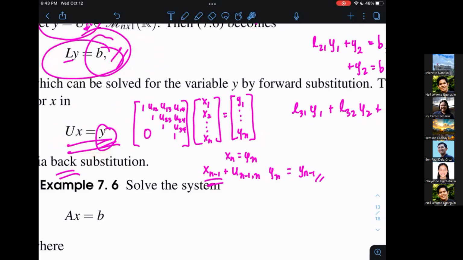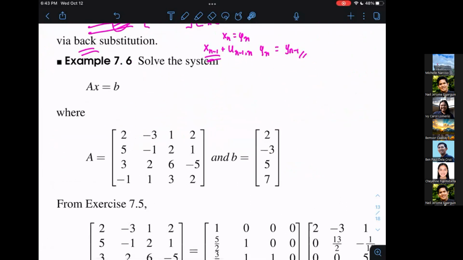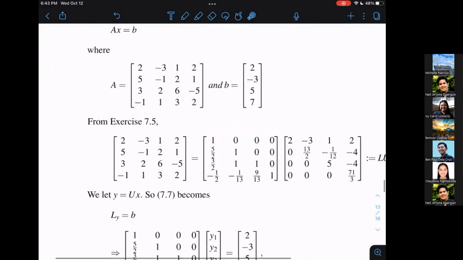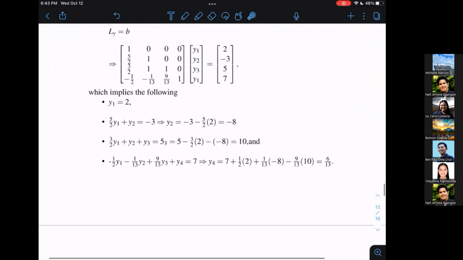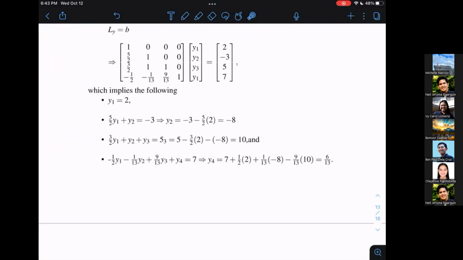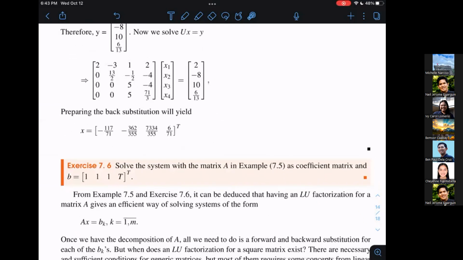Pero ang maganda sa kanila, hindi ka na mag-Gaussian elimination kasi nagawa na natin yung Gaussian elimination dun sa mismong factorization process. Okay? Now, I trust that you can read through example 7.6. Para dun sa LU factorization. Tapos may example din dyan ng back substitution, if you want to retrace everything. So, step by step ko naman dyang sinolve.